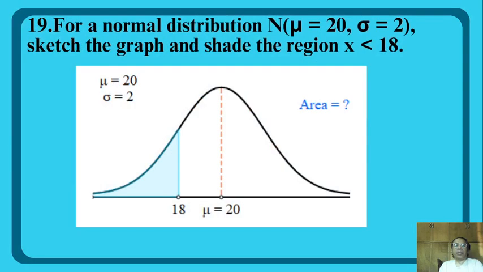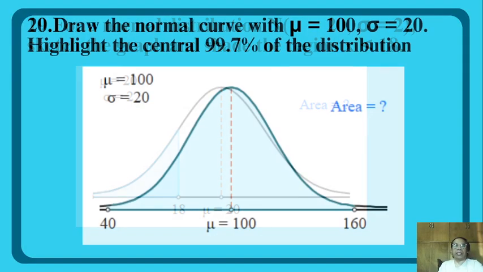For a normal distribution, the mean is equal to 20 as shown already in the figure, and the sigma equal to 2. Sketch the graph and shade the region x less than 18. So you show 18 there and then shade the area that is less than 18, and that is the one shown in the shaded portion.